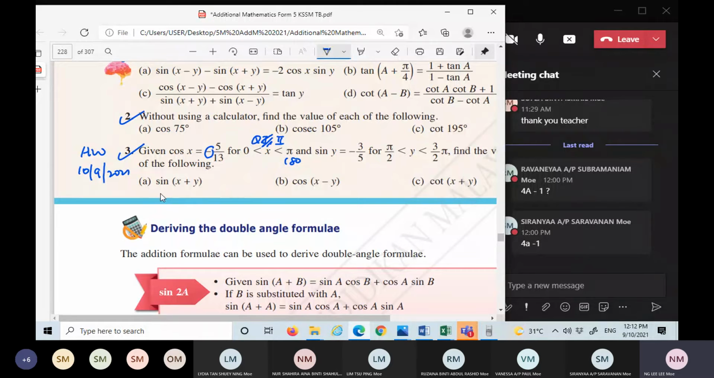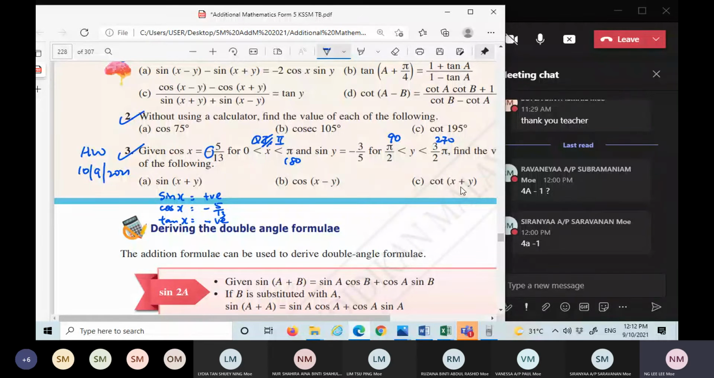So remember, after that, when you list out, sine x is positive, cos x is negative 5/13, tangent x is negative. So only sine is positive. Okay, next for y. Pi over 2 is 180 divided by 2, this is 90 degree. This is what? 270 degree.